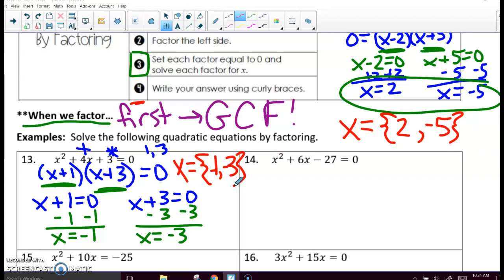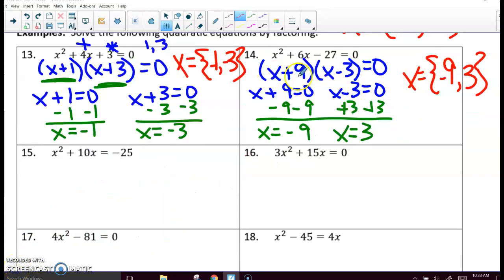We can see that my two solutions are x equals -1 and x equals -3. Work through question 14 after hitting pause and then check your answer. My factors for number 14 are x plus 9 times x minus 3. I set each of those factors equal to 0 and solve. And I find that my solutions are x equals -9 and x equals positive 3.